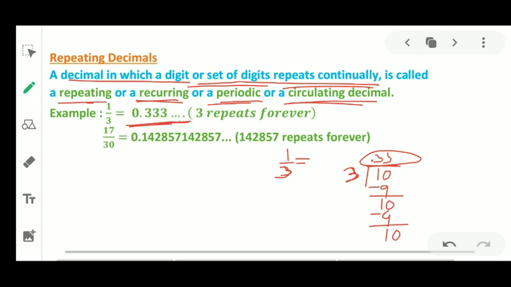So 1 by 3 is 0.333..., a repeating decimal. Now here is another example, 17 by 30. If we divide 17 by 30, you will get 0.142857. Then again you will get 142857. Here the set of digits 142857 repeats forever. So this is a repeating decimal.